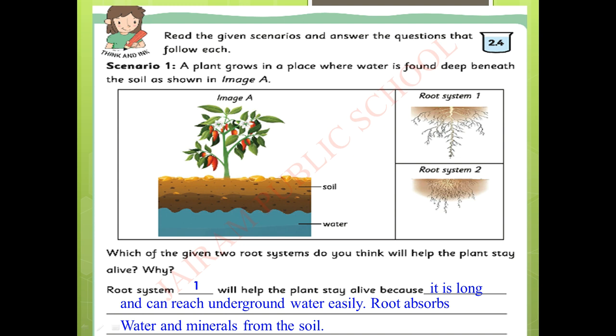Right. Children, in your studio book, you can write the answer here and draw a root here. Okay. The tap root you must draw here. The long root you must draw here.